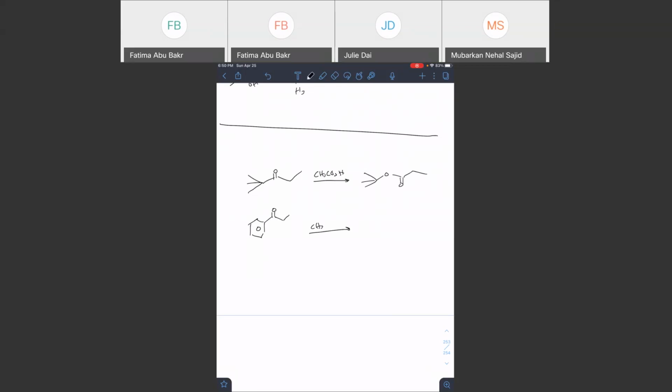So again, CH3CO3H, and what that'll do is just put that oxygen in there. Okay. So you just take the side that has the least number of hydrogens and you insert an oxygen there. And it specifically has to go to that side, so watch out for that.